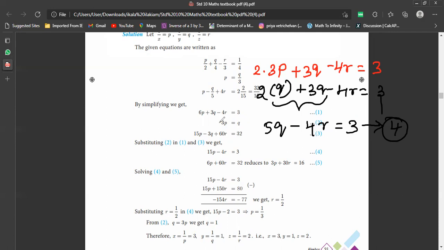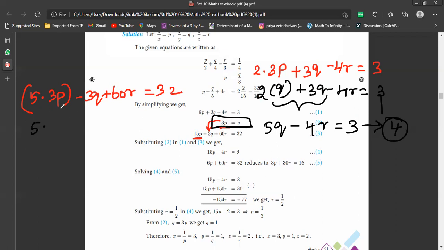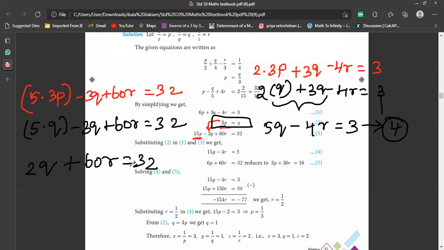Similarly, we can substitute the equation 2 in equation 3. If you do that, you do have 15P minus 3Q plus 60R equal to 32. Again, 15 can be written as 5 into 3P, minus 3Q plus 60R equal to 32. So 5 into what is 3P? 3P is Q. So just replace 3P as Q. It became 5Q minus 3Q plus 60R equal to 32. 5Q minus 3Q is nothing but 2Q plus 60R equal to 32. So now we have deduced the equation with 3 variables into an equation with 2 variables. So this is going to be our equation 5.